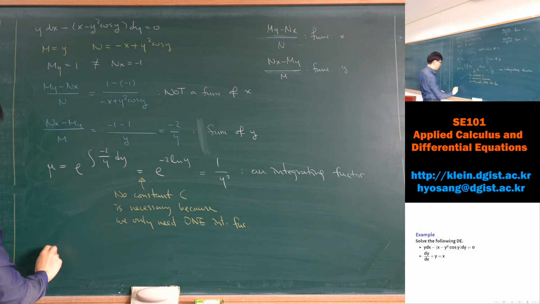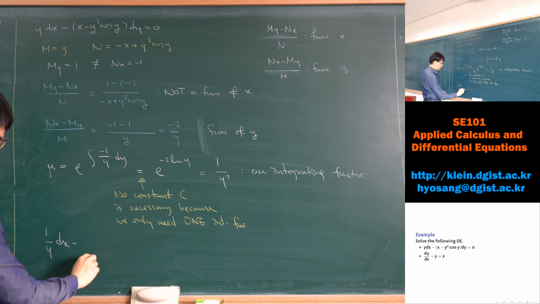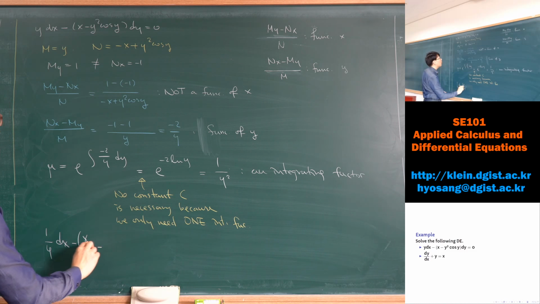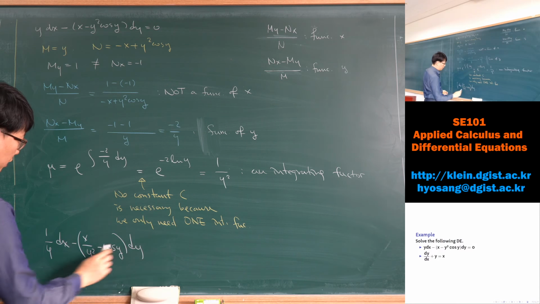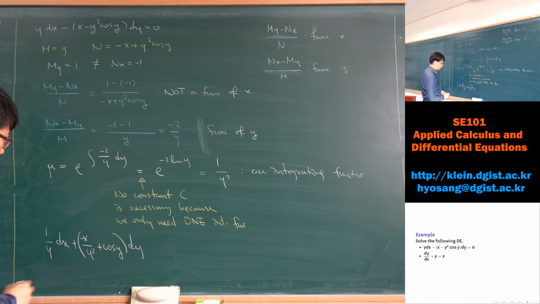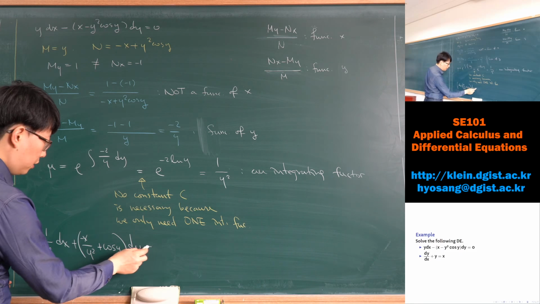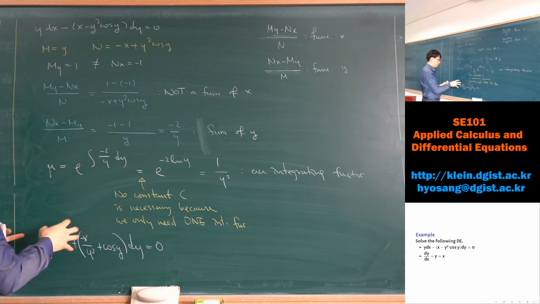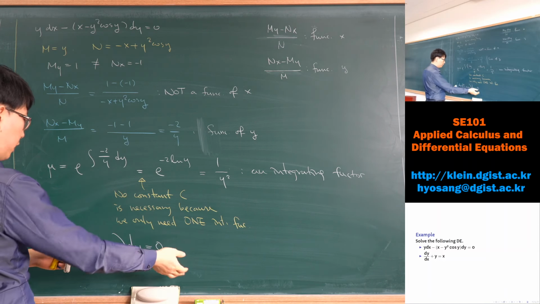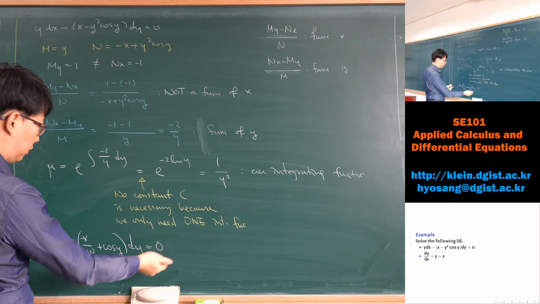What we get is y times 1 over y dx minus (x minus y squared cosine y) times 1 over y squared dy. Let's put the negative inside. This is our new differential equation, but it is exactly the same as the original one because I just multiplied the same factor on the left and right. On the right it's 0, so it's still 0.